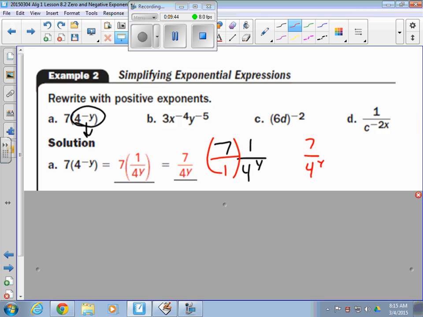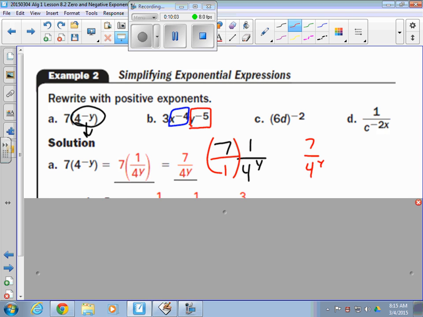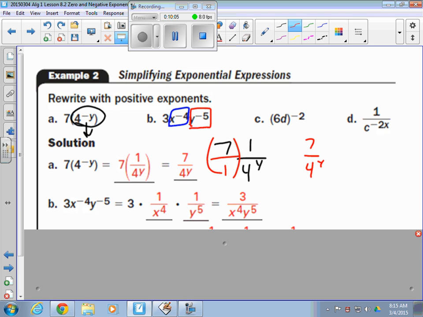3 x to the -4th, y to the -5th for B. This is being raised to the -4th, not 3. So 3 stays on top. X to the negative fourth goes down and becomes x to the positive fourth. This is being raised to the negative fifth. It goes down. 3 stays on top. X to the fourth goes down. Y to the fifth goes down. 3 over x to the fourth, y to the fifth.